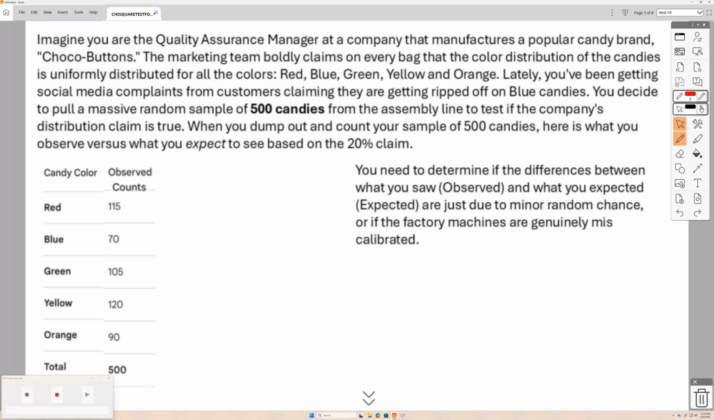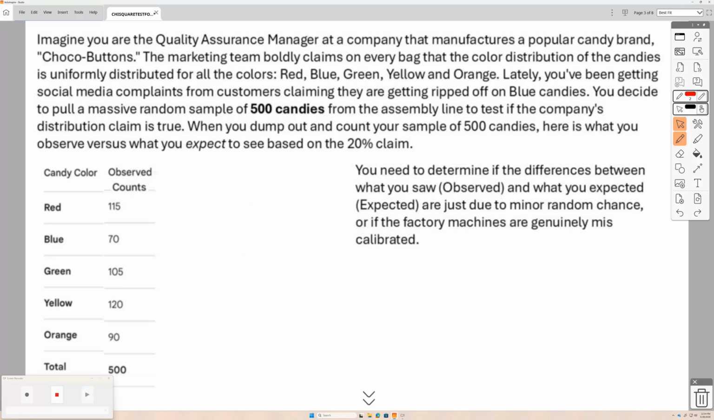So let's see the application in this real-world problem. Imagine that you are the quality assurance manager at a company that manufactures a popular candy brand, Choco Bottoms. The marketing team boldly claims on every bag that the color distribution of the candies is uniformly distributed for all the colors: red, blue, green, yellow, and orange. Lately, you've been getting social media complaints from customers claiming that they are getting rip-off on blue candies.